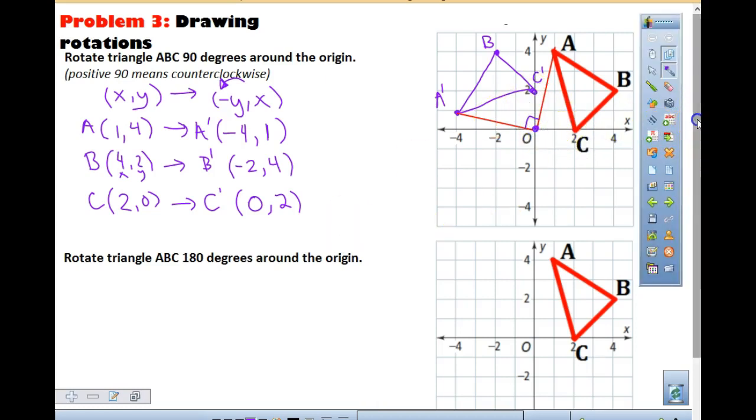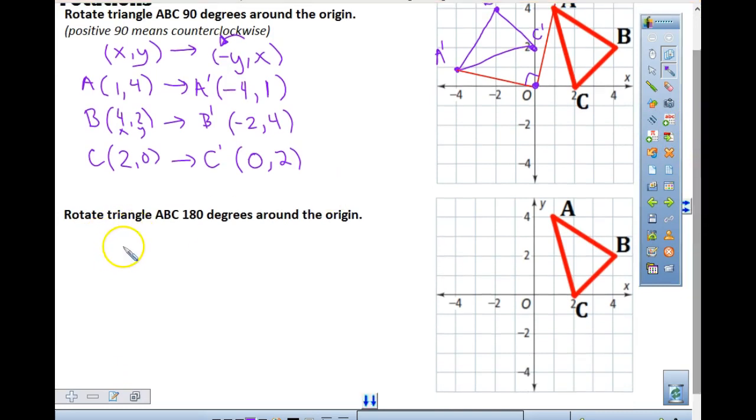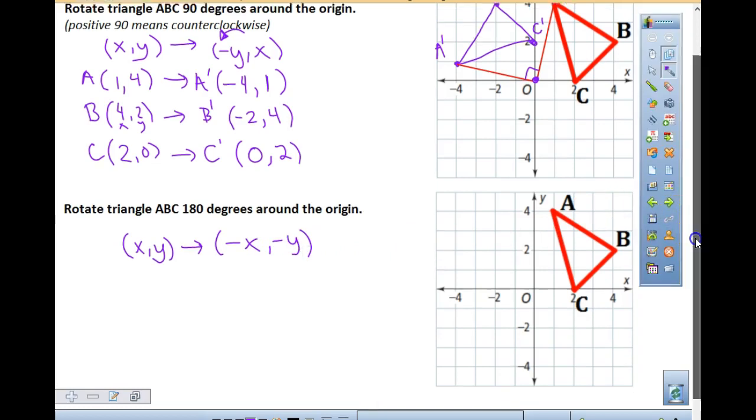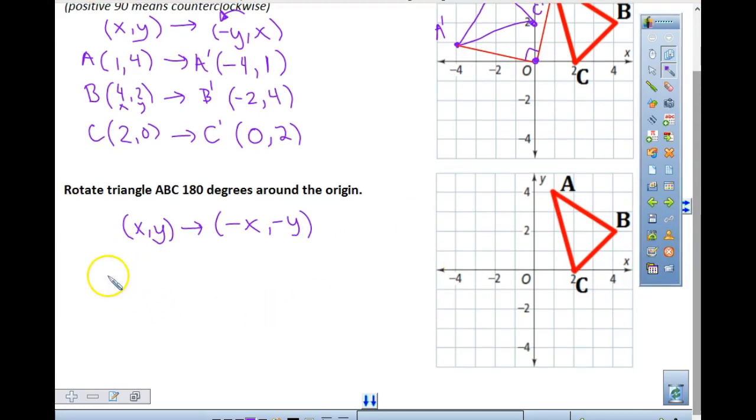So we want to look at this next one with 180, and again, put your rule down. So the rule is (x, y). The nice thing about 180: opposite x, opposite y. So if we are going to write down our points, we have the same points, so we have A being at (1, 4).